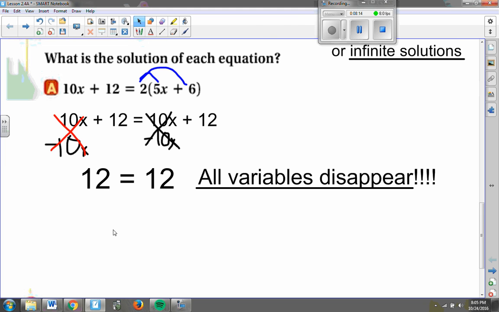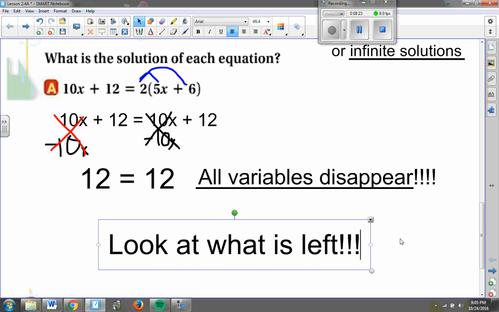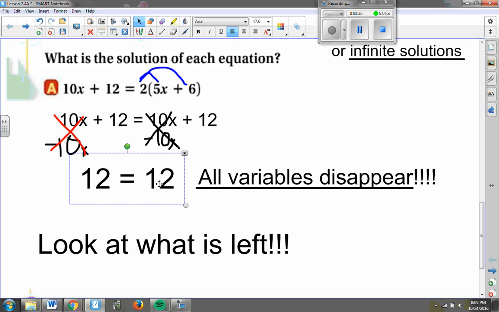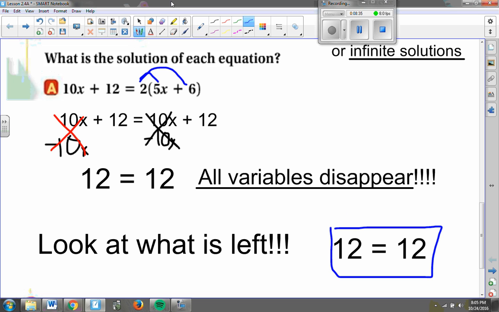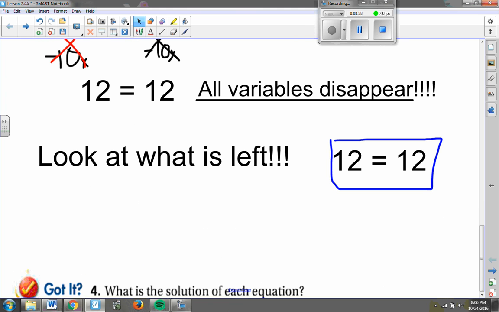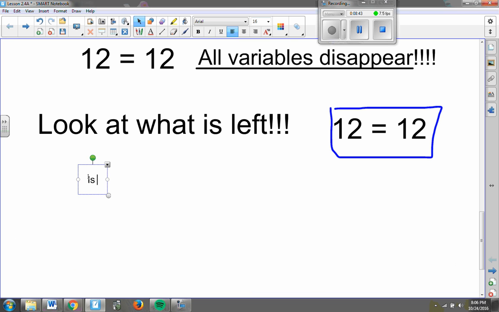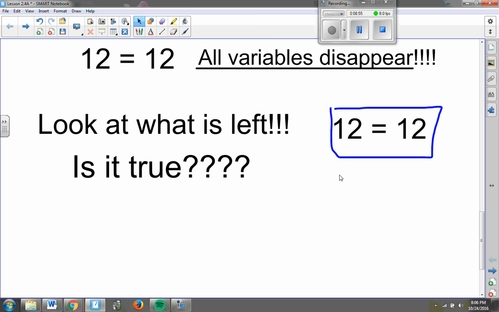The way we decide is we look at what is left. Okay, we look at what's left. And what's left in this case? Well, it's 12 equals 12. We ask ourselves the question, is it true? Okay, is it true? Look at what's left. Is this true? Does 12 in fact equal 12? Well, the answer here is yes.